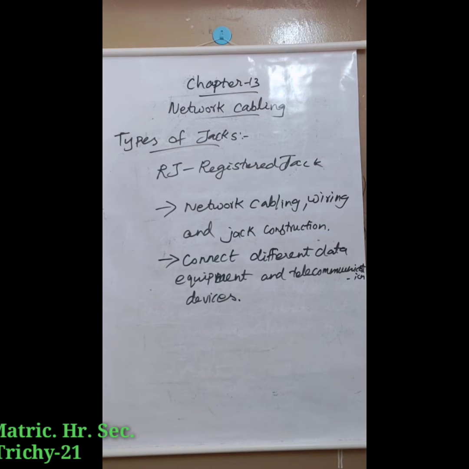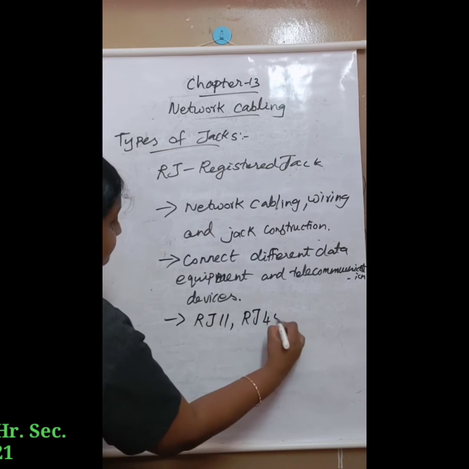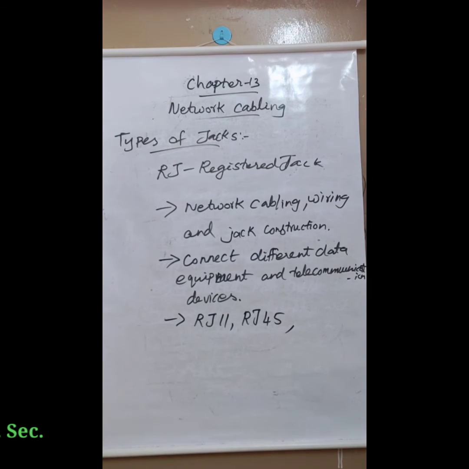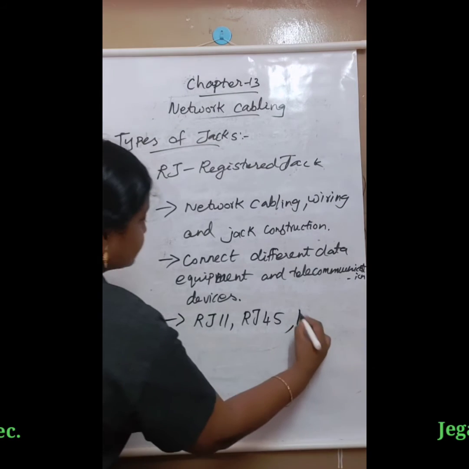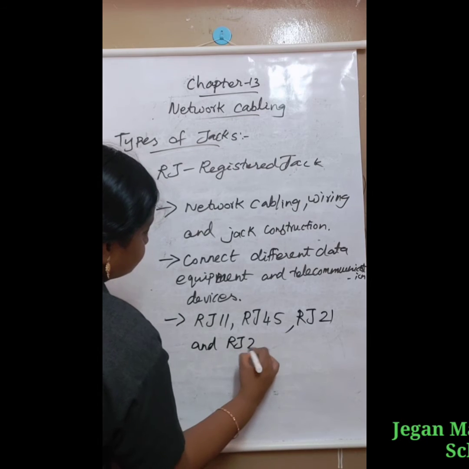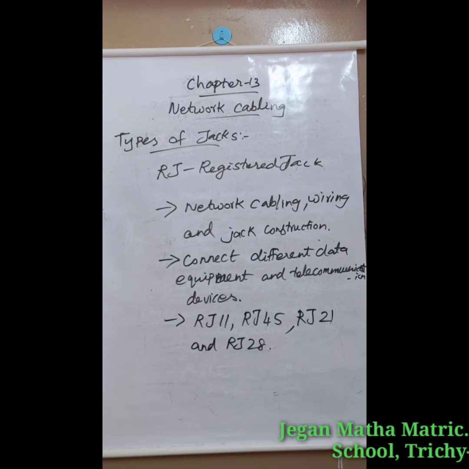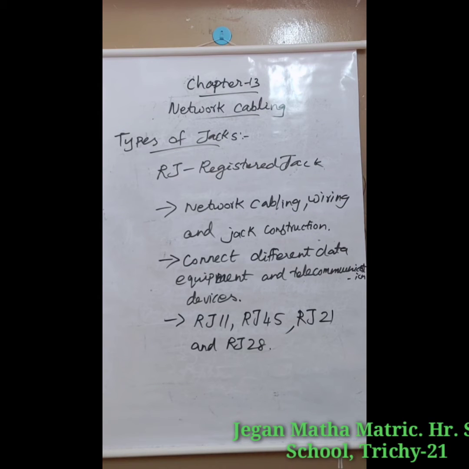So the commonly known registered jacks are RJ11, RJ45, RJ21 and RJ28. These are all commonly used jacks. The registered jacks refer to a male physical connector, that is plug, and a female physical connector, jack, and their wirings. Now we will see some of the variety of the registered jacks.